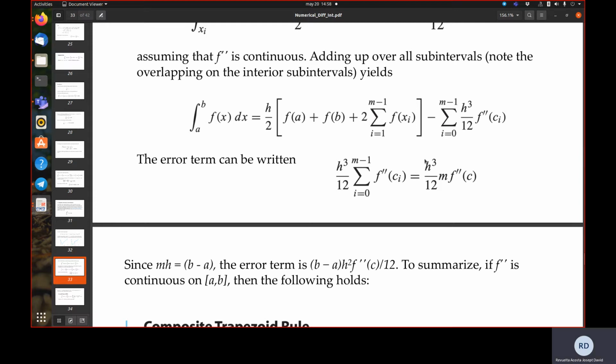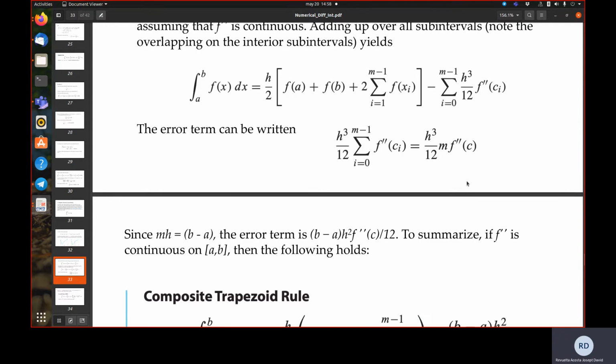Is the same as 3 times the same thing, right? So that's what we have here. So in general here, pay attention. Here we have actually a different way to define the subinterval.